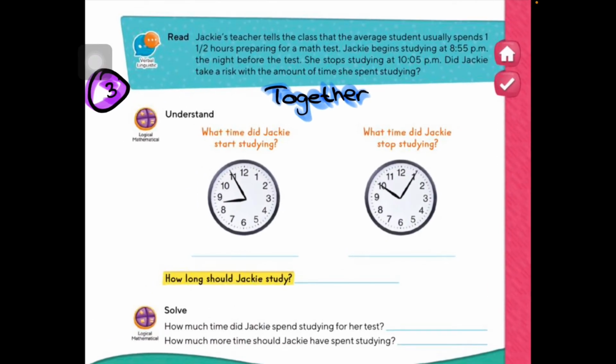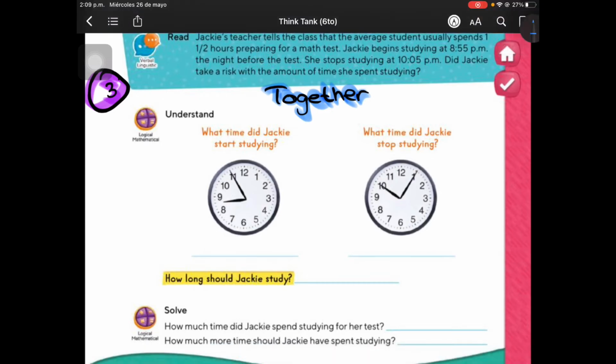Jackie's teacher tells the class that the average student usually spends 1.5 hours preparing for a math test. Jackie begins studying at 8:55 p.m. the night before the test. She stops studying at 10:05 p.m. Did Jackie take a risk with the amount of time she spent studying?